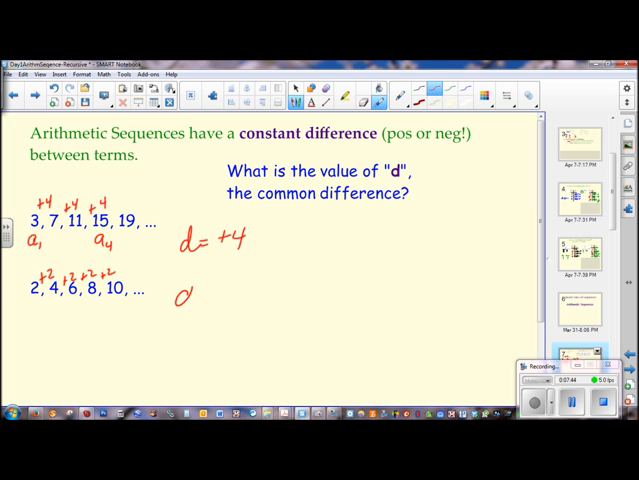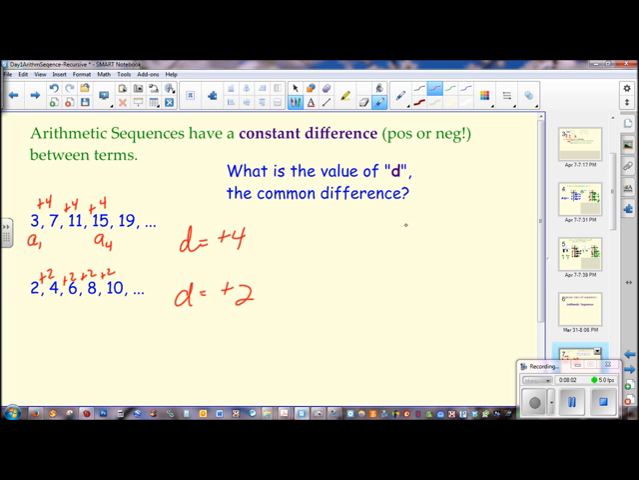So my constant difference for this one would be a plus 2. There we're finding the value of D for the common difference. Once we found that value, it allows us to, well, we could just keep going. And it would be very easy to just keep adding 2 in the second row. It'd be very easy to just keep adding 4 in the first row.